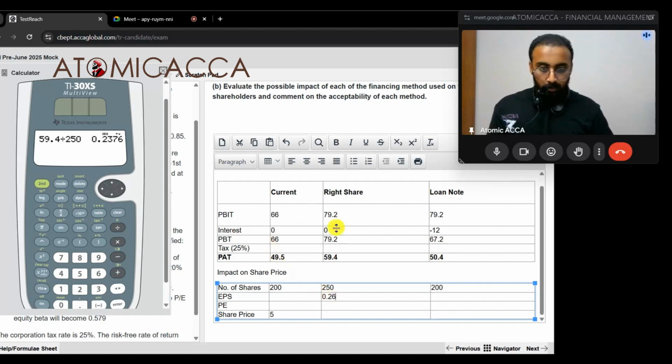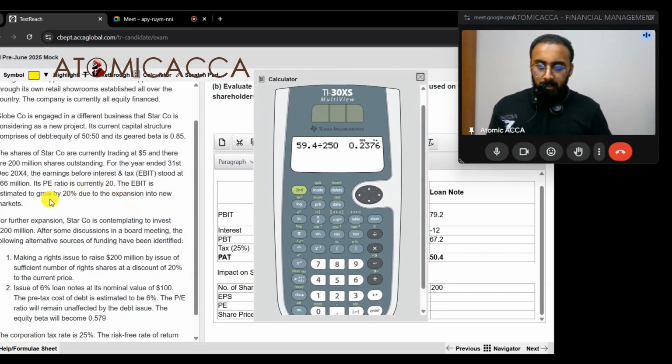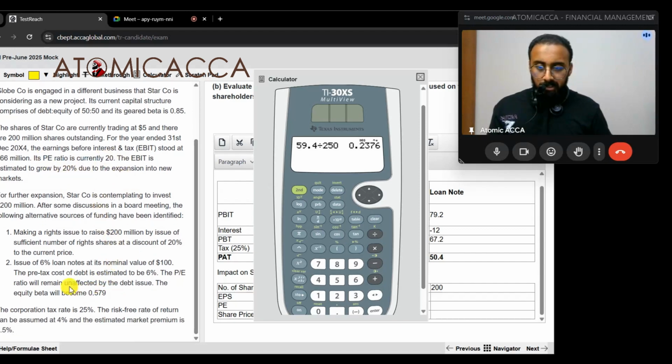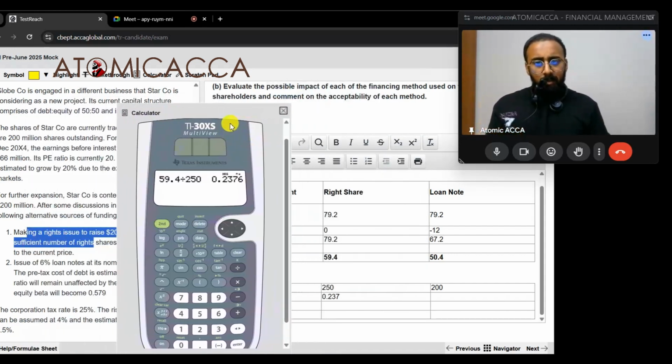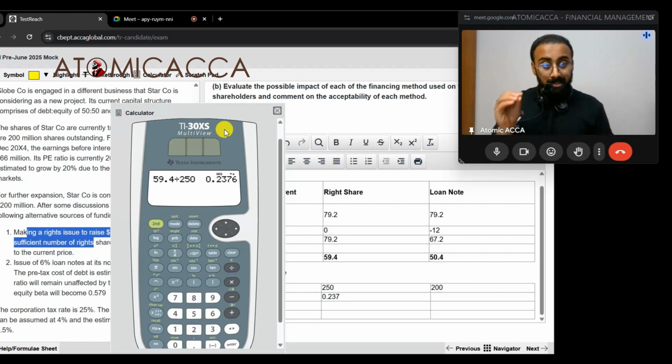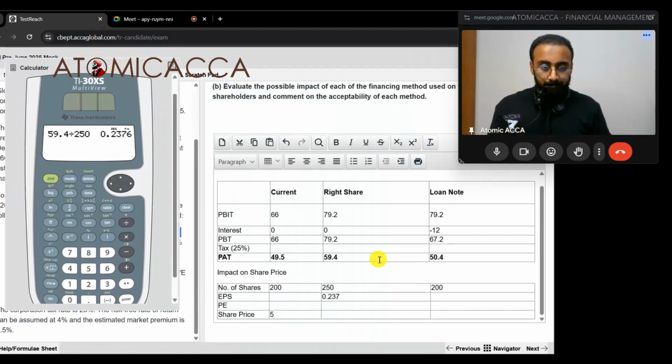So just write over here 0.237. And PE ratio, in the question, was it? PE ratio is currently 20, and it's mentioned that it's unaffected by the debt issue. Even if it's not mentioned, there's a default assumption that we take: PE ratio doesn't change. But if they mention exactly that PE ratio is changing by so and so figures, then we have to take that. But by default, the assumption is PE ratio doesn't change and it stays at 20. So currently also it is at 20. We are just assuming that it will not change.